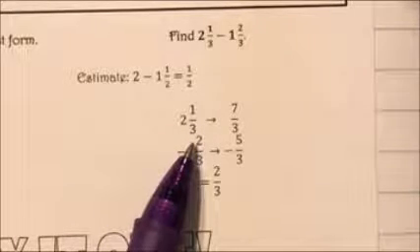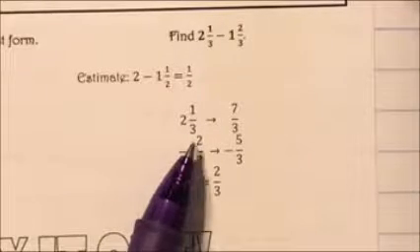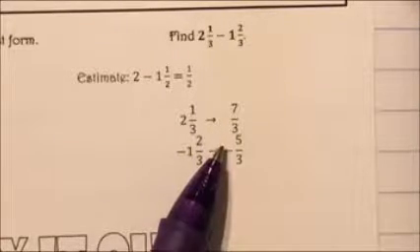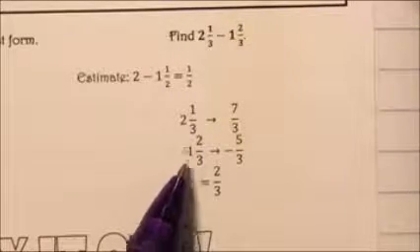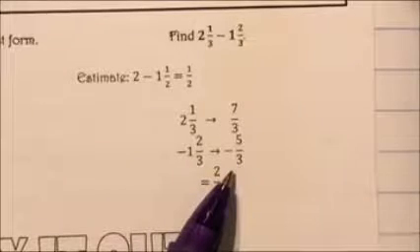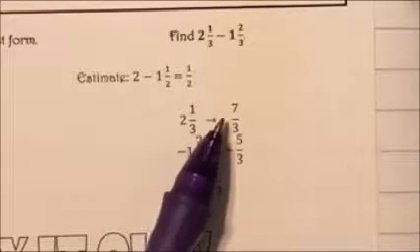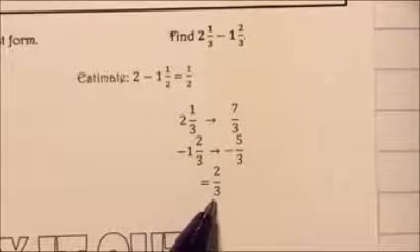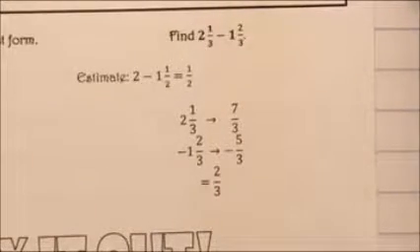So 2 1/3 I can change to an improper fraction. 3 times 2 is 6 plus 1 is 7, so I get 7/3. 1 2/3 becomes 5/3, and then I can subtract. 7 minus 5 gives me 2. My denominator stays the same, so 2/3 is my final answer.